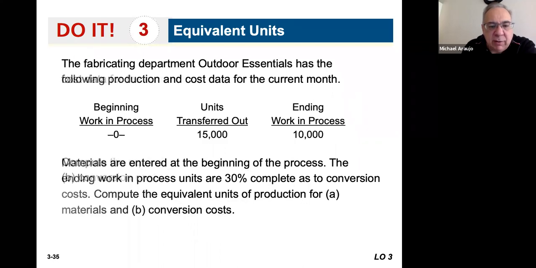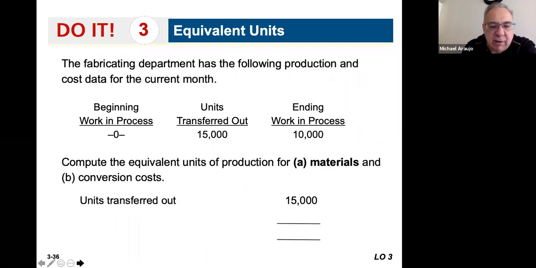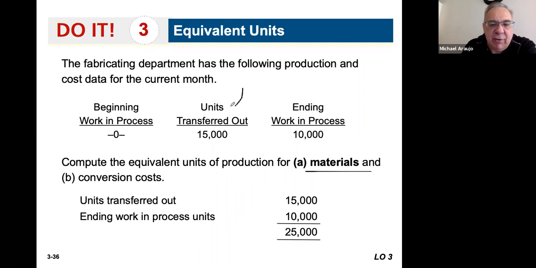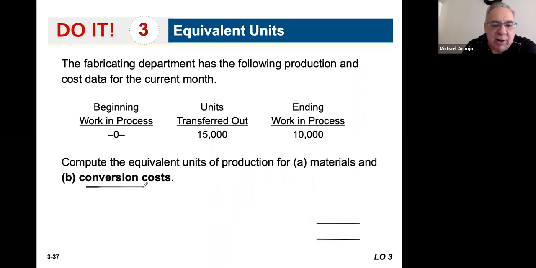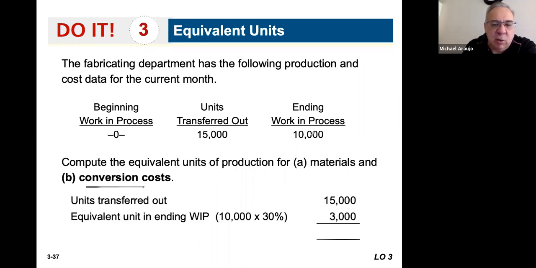It's actually given to you right here. So for materials, all of the units transferred out have the materials. All of the ending work in process have the materials. So you're simply adding those two together. But for conversion costs, only a part of the work in process inventory is done. What part of it is done? 30% of it. So that means an equivalent 3,000 units, and that's how you get the 18,000.